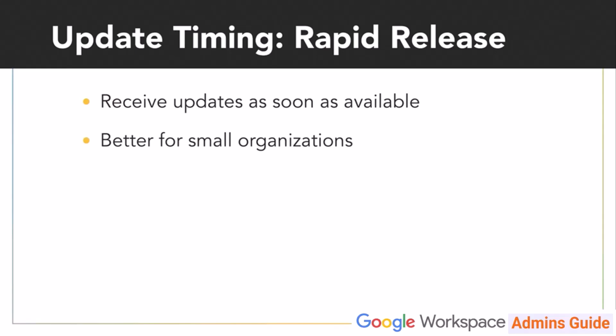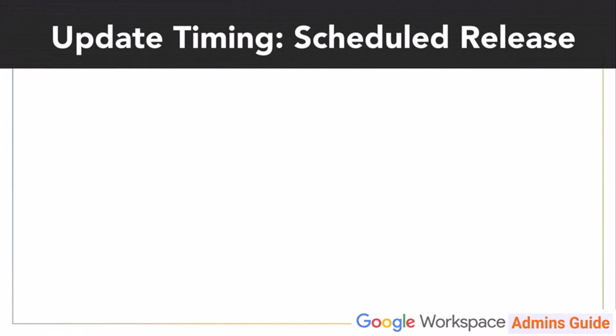This option may be attractive to small organizations where staff training and support needs are minimal, and information can be disseminated quickly to users affected by the changes. Larger organizations, with large numbers of users, may need more time to evaluate new services before releasing them to their domain. Domains on the Scheduled Release track have more time for evaluation and training.